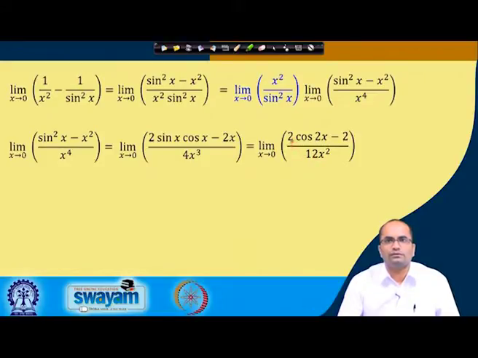So, now here when we check this limit again. So, 2 times the cos 2 x and x goes to 0. So, this is 1. So, 2 minus 2, which is 0. So, again we have 0 by 0 form.